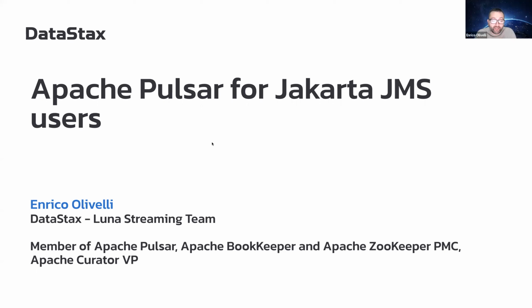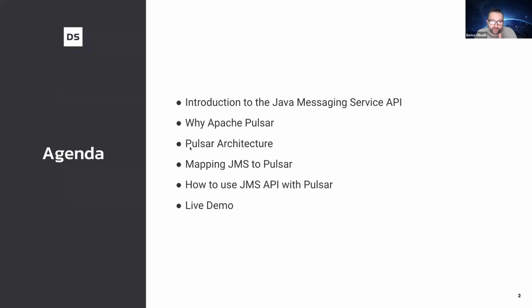My name is Enrico Olivelli. I'm working at DataStax in the streaming team, and basically we help users and enterprises to use Pulsar and streaming technologies in general. I'm a member of the Apache PMC, the Project Management Committee of Pulsar, Apache BookKeeper, ZooKeeper, and a couple of other Apache projects. So I really love open source and Java. So that's me.